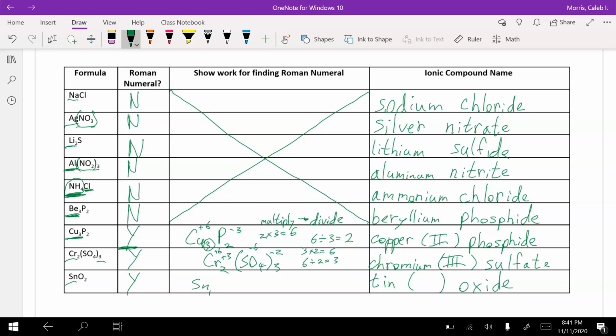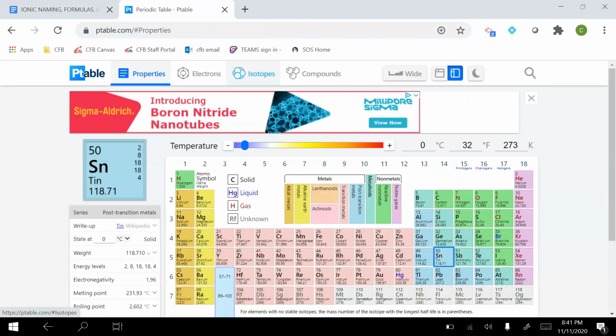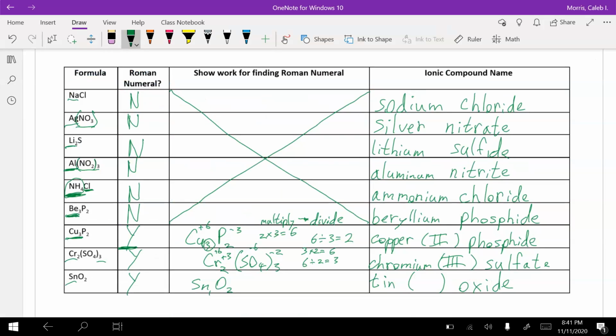Sn, I only have 1 of them. O, I've got 2 of those. If we look for oxygen on the periodic table, we will find that it is here. So it has a -2 charge for each of them. So 2 times -2 is -4. That means this has to be +4. +4 divided by 1 is still +4. So that means I need to have a Roman numeral of 4.